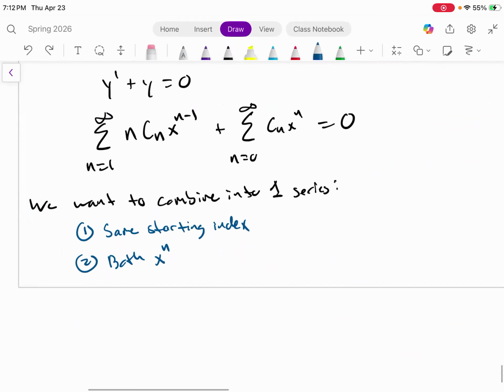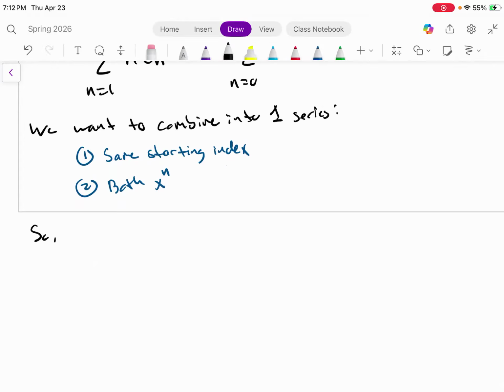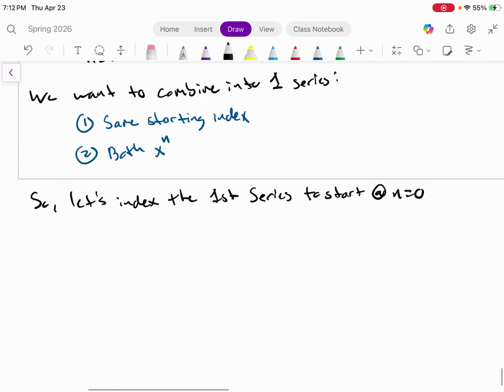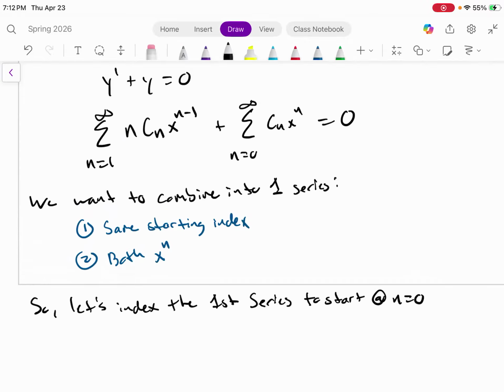So what's the first thing we could do? Well, one starting out at n equals 1, one starting out at n equals 0. So what I want to do is index shift this first term to be n equals 0, so that we're both starting out at n equals 0. So let's write that down. Let's index shift the first series to start at n equals 0. So if I index shift the first series, that means I'm going to make this 0 and I'm going to add 1 to every single n inside the series.